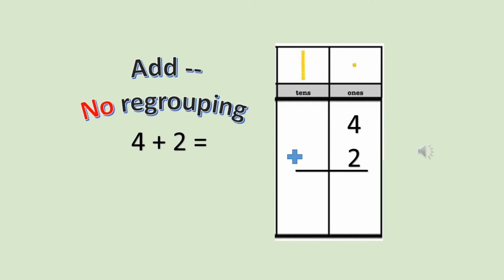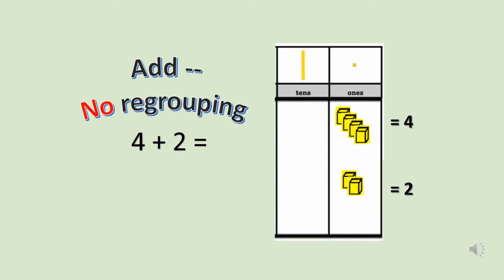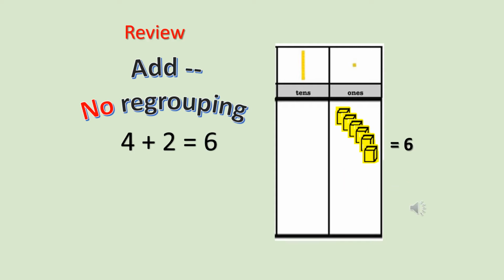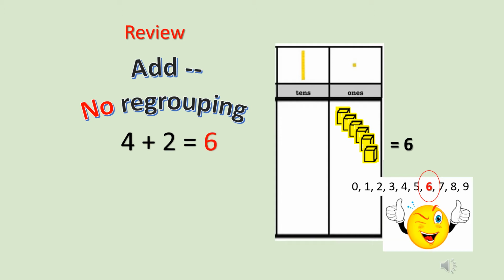Let's take an easier problem, a problem that does not force us to regroup. Instead of 14 plus 2, let's look at 4 plus 2. I think we all know the answer to 4 plus 2. We can show the problem like this. 4 cubes plus 2 cubes equal 6 cubes. 4 plus 2 equals 6. That's an easy problem to solve.